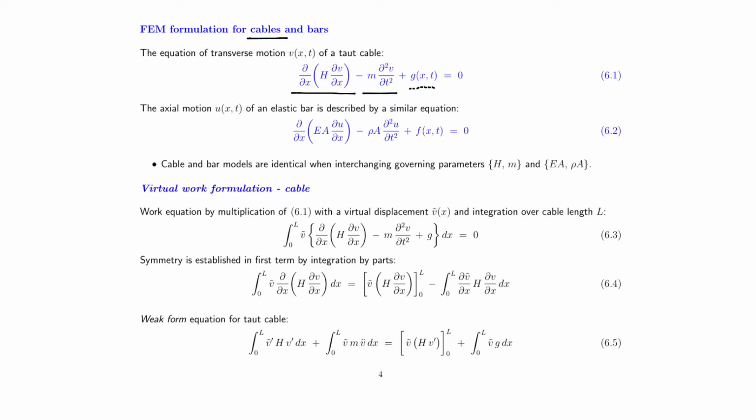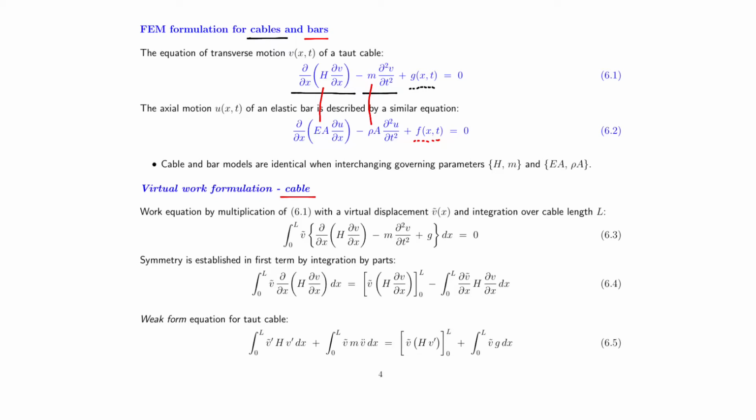loading. If we were to analyze a bar element instead, we will of course just need to replace H by its actual stiffness EA. Mass per unit length could for the bar element be represented by the density times the area, and we will also have some axial loading instead of the transverse loading for the cable element. In the following, we'll simply entirely rely on the cable element, and please do the substitution yourself for the bar element if that is needed.